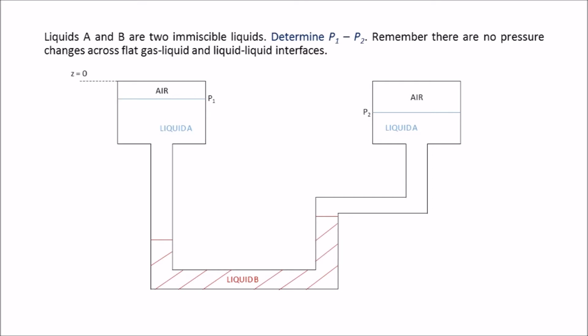For this approach, we'll define a z-axis with its origin at the top of the columns and with z increasing in the downward direction. We can define the air-liquid interfaces of interest as 1 and 2 respective to P1 and P2. And we'll define the interfaces between liquid A and liquid B as interfaces 3 and 4. The pressures at these interfaces will be designated P3 and P4. And we'll then assign a corresponding Z value to each interface.